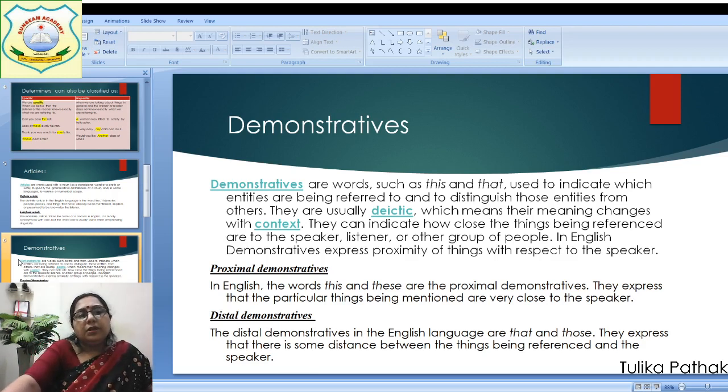Now the proximal demonstratives. In English, the words this and these are the proximal demonstratives. They express that the particular things being mentioned are very close to the speaker. Now, distal demonstratives. The distal demonstratives in English are that and those; distal means distance. They express that there is some distance between the things being referenced and the speaker. Right?